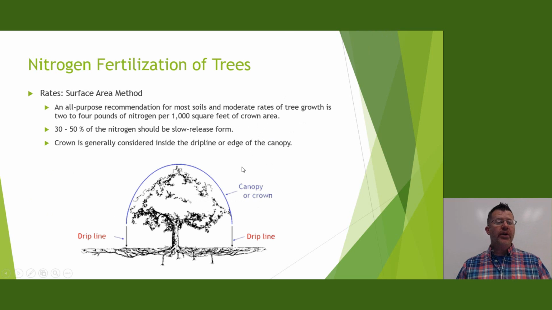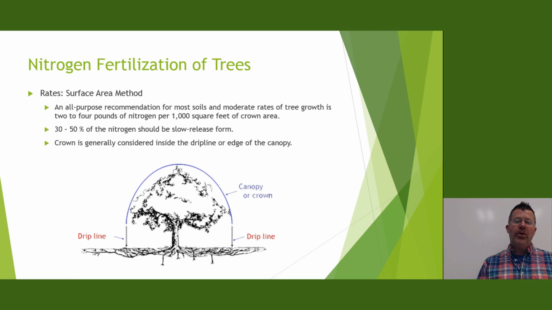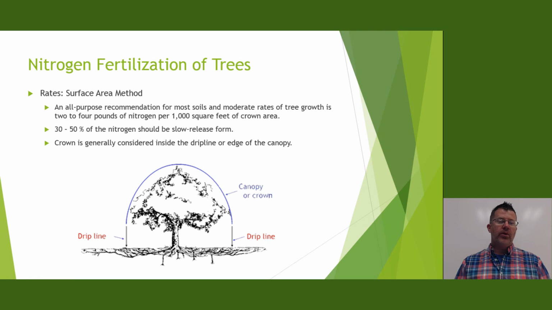Nitrogen fertilization of trees. We're going to talk about the surface area method. An all-purpose recommendation for most soils and moderate rates of tree growth is 2 to 4 pounds of nitrogen per 1,000 square feet of crown area. Now, 30 to 50% of the nitrogen should be in slow release form. It should be released very slowly through the growing season. It shouldn't be a fertilizer that, once applied, all the nitrogen is readily available for the plant. You want it to be slowly released.